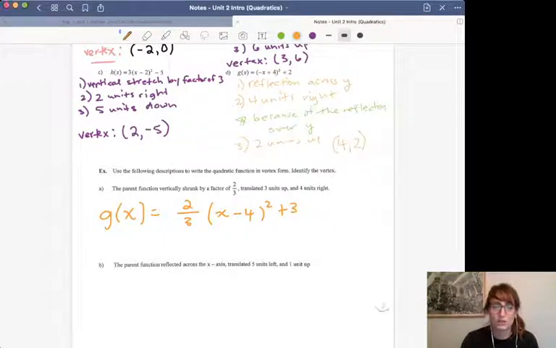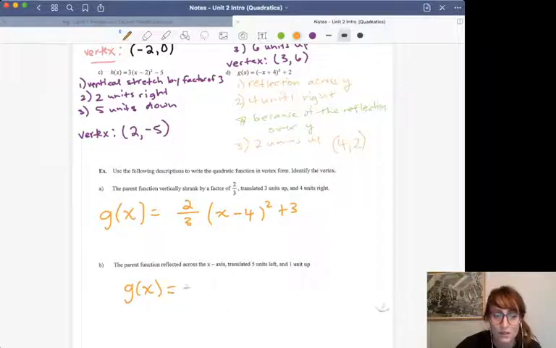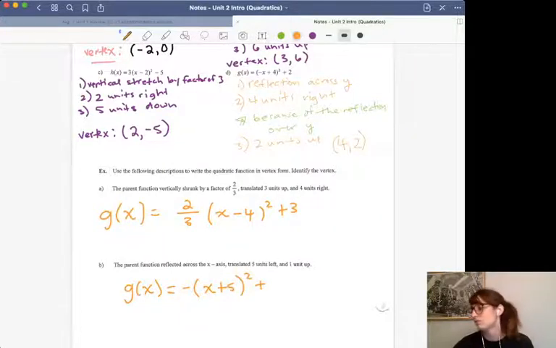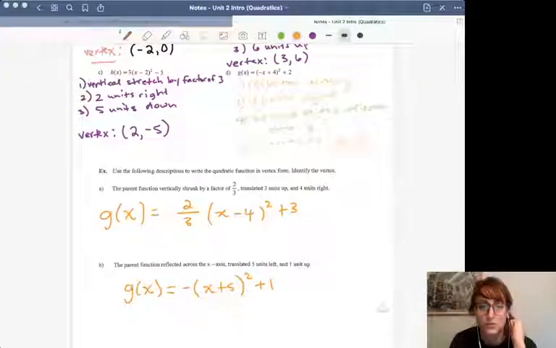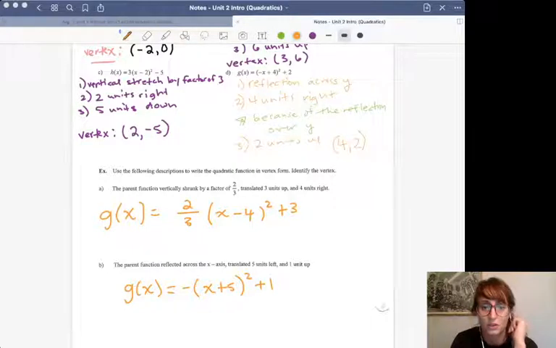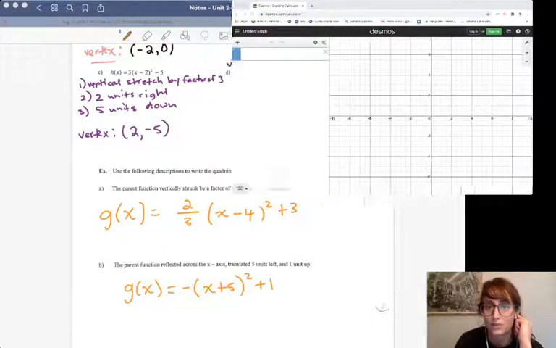All right, and the very last one, this time we are reflecting across the x-axis, and it's 5 units to the left, so that's going to be x plus 5 inside, and 1 unit up. Okay, now my Desmos finally opened, so let's take a look at how we could quickly check some of our answers for these. So here's my Desmos graphing calculator.